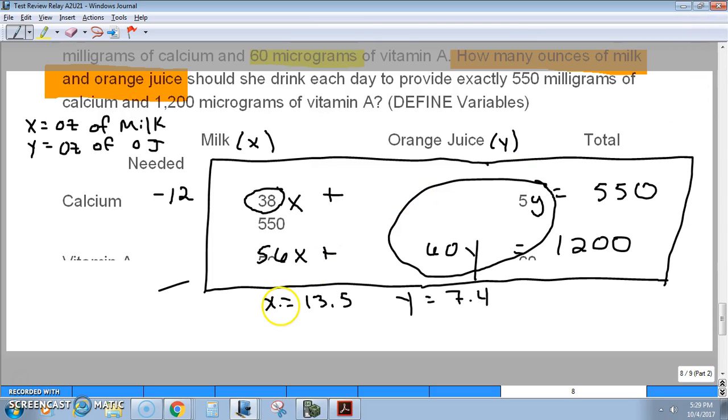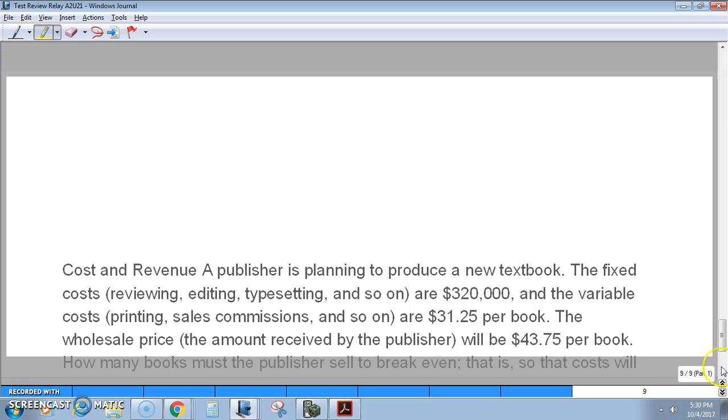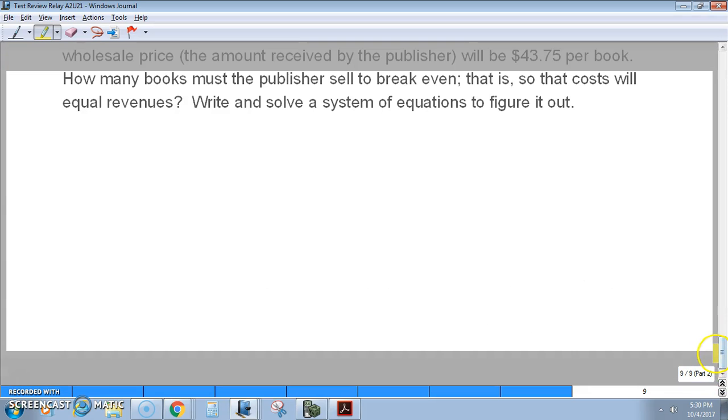All right, you guys, so I just really quickly did this answer, and I got x is equal to 13.5, y is equal to 7.4. What that means in this real world situation is that she would need to drink 13.5 ounces of milk and 7.4 ounces of orange juice in order to get 550 milligrams of calcium and 1,200 micrograms of vitamin A. Okay, and I'm talking fast because I have 5 minutes to do this last one.